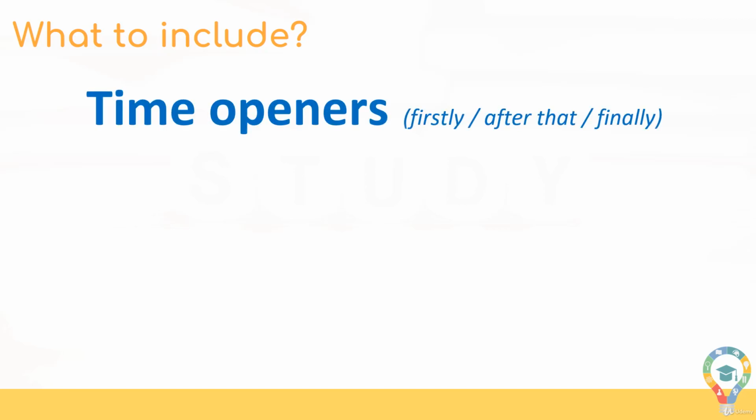Okay, so what kind of features do I need to include? As I did say, it's quite different to a charts and graphs question. So what do we need to do for our process question? We're going to need to use time openers, so sentence openers for sequencing. And here's a few examples. Firstly, after that, finally. Now we use time openers so that we can order the stages in the process chronologically. So that means from the very start, from stage 1 right to the end.